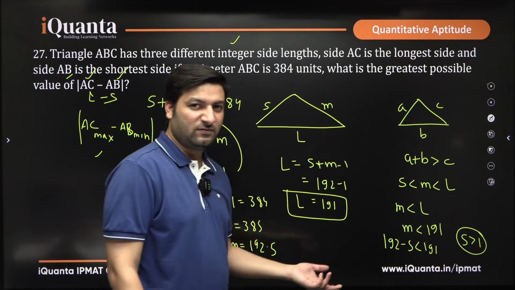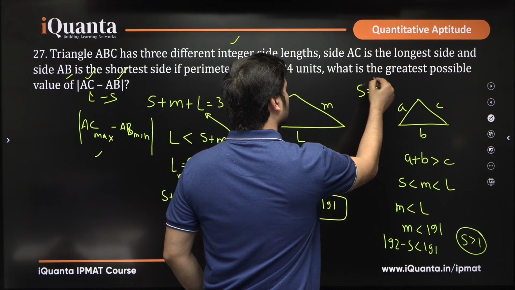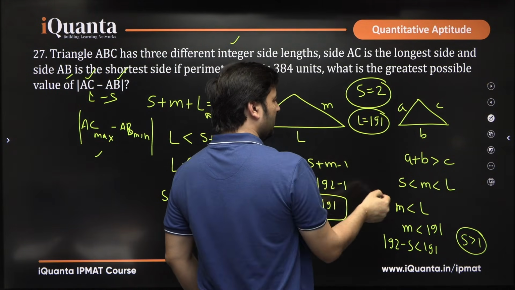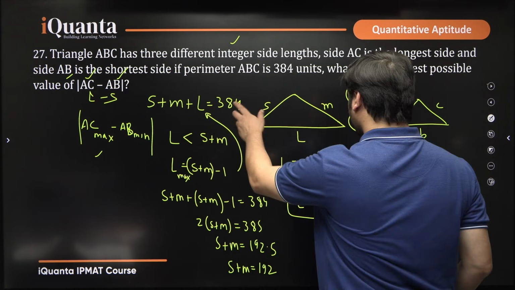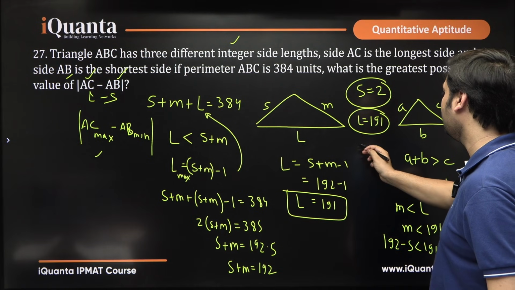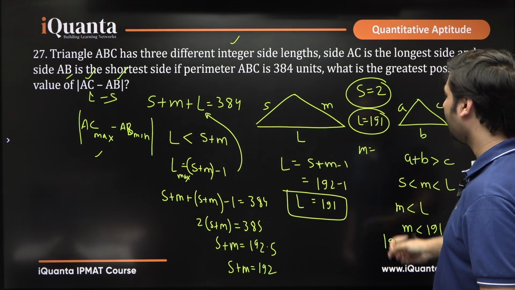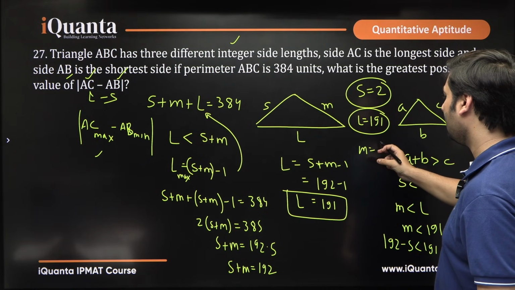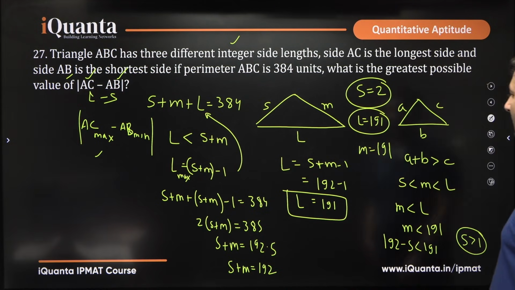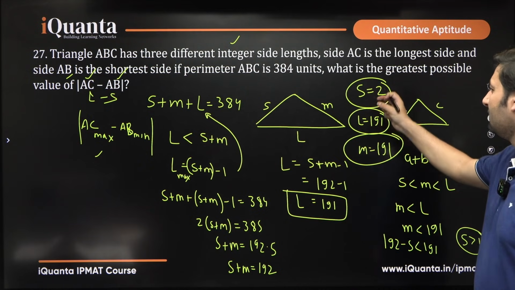If S is greater than 1, what can be the integer value of S greater than 1? That is S equal to 2. You have got S equal to 2, L equal to 191 and L plus S plus M should be totally equal to 384. So, 191 plus 2 is 193. So, that means M should be equal to again what? 191, because obviously the perimeter is 384 in total.